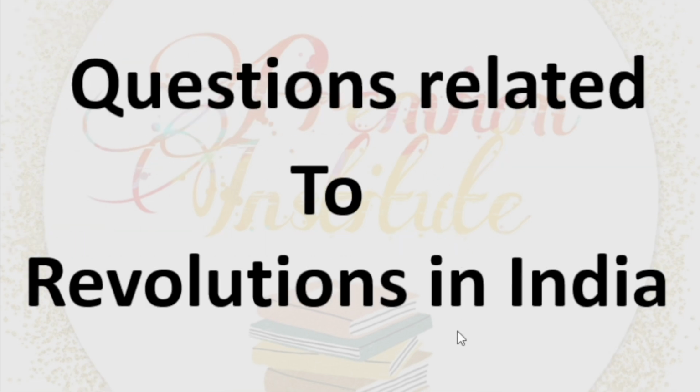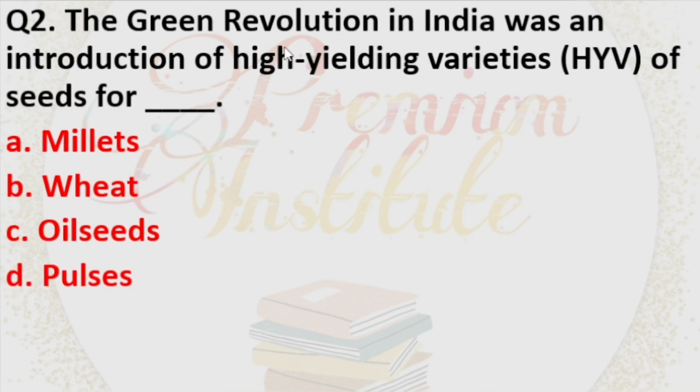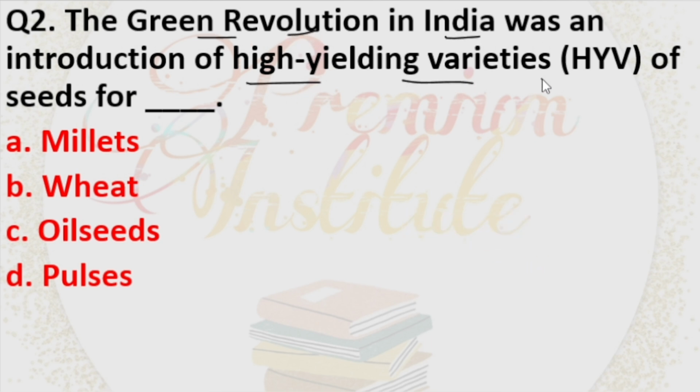Questions related to revolutions in India. 1. Which of the following periods is known as the first Green Revolution period in India? A. 1975 to 1978. B. 1951 to 1953. C. 1981 to 1983. D. 1966 to 1969. Answer: D. 1966 to 1969.